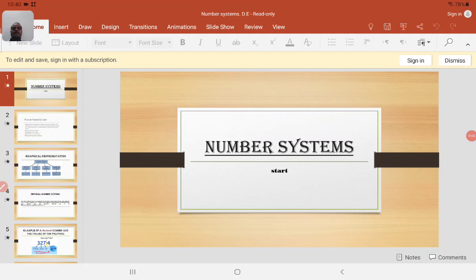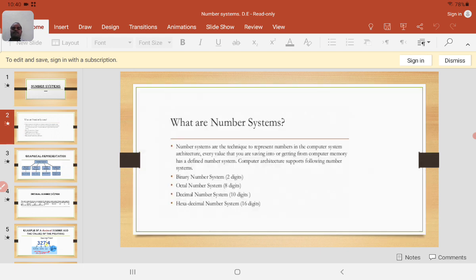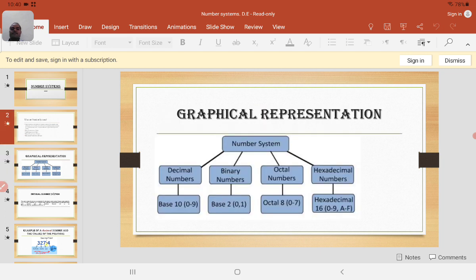Yeah, hello everyone. So in the last class we discussed some of the topics about the number system. So here we just recap the number systems. What is meant by the number system? It is a technique used to represent the numbers in a complete system. Actually, there are four number systems present: binary number system, octal number system, decimal number system, and hexadecimal number system.